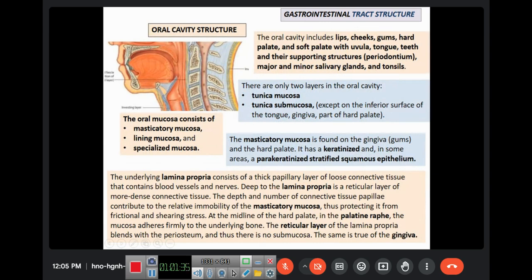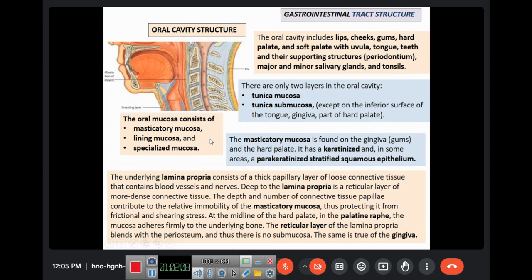So oral cavity includes lips, cheeks not seen here, gums or gingiva, hard palate and soft palate with uvula, tongue, teeth, and their supporting structures, periodontium, which includes alveolar processes, periodontal ligament, and also major and minor salivary glands and tonsils are included in the organs of the oral cavity.